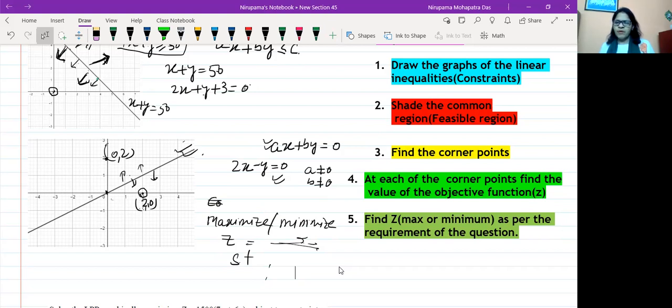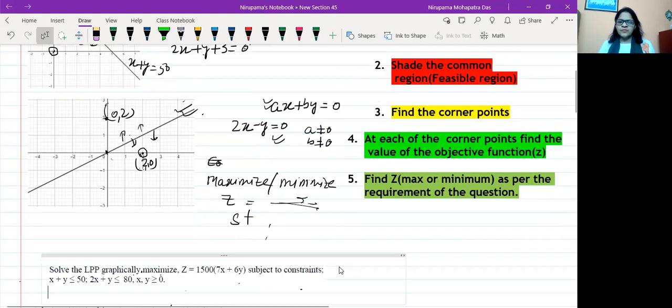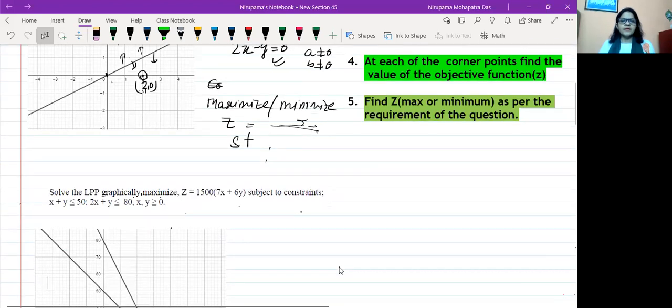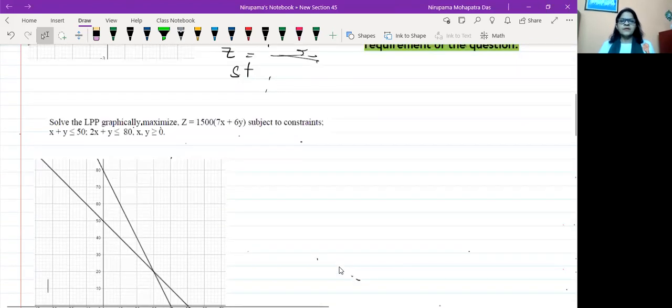If we have to maximize z, we will find at which corner point z is maximum. If it is a minimization problem, we have to get at which corner point z is minimum. So these are the 5 points we have to follow. Let me show you some questions.